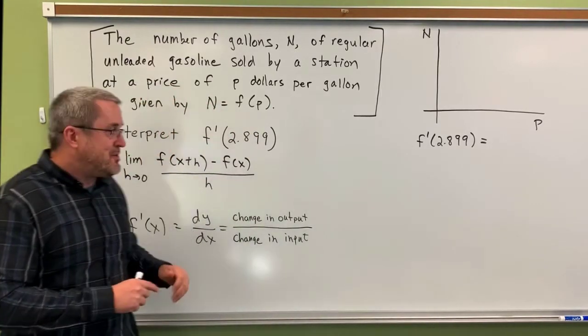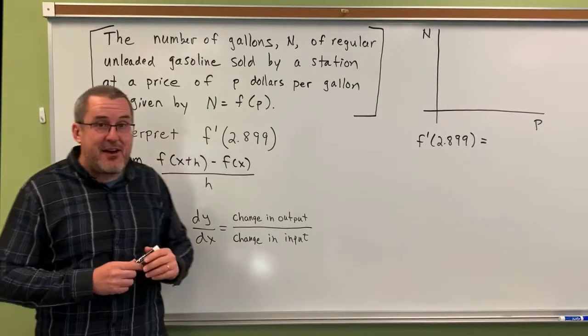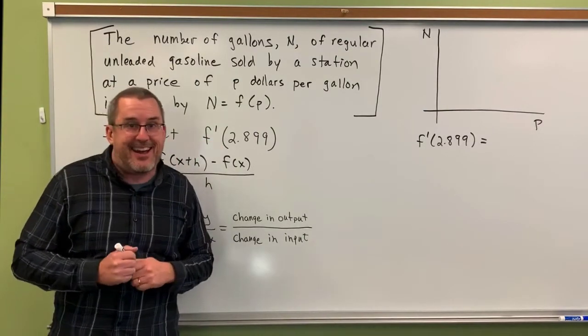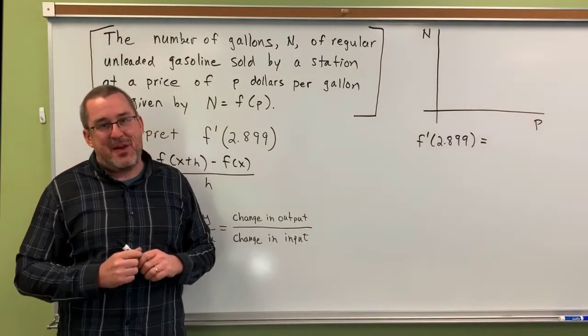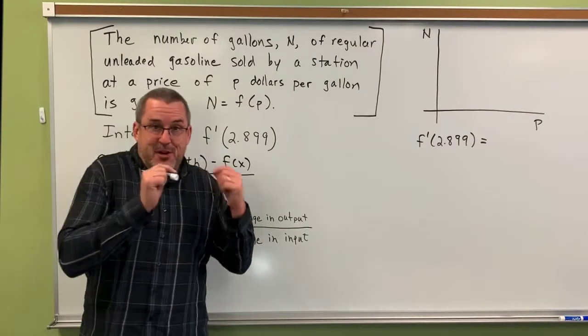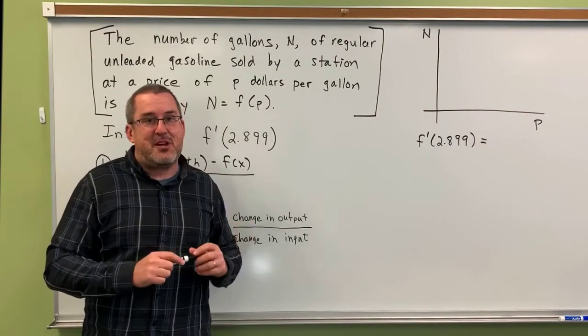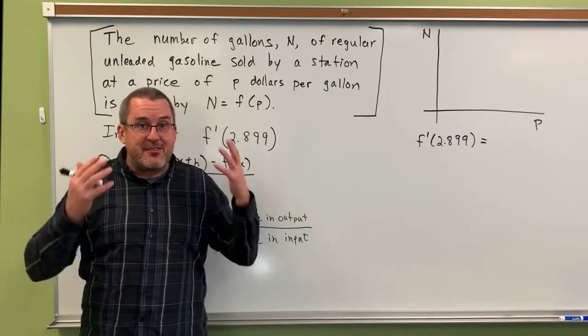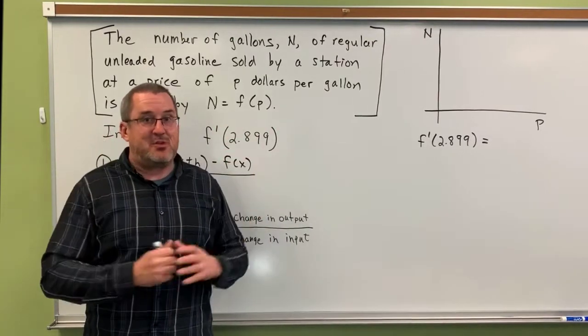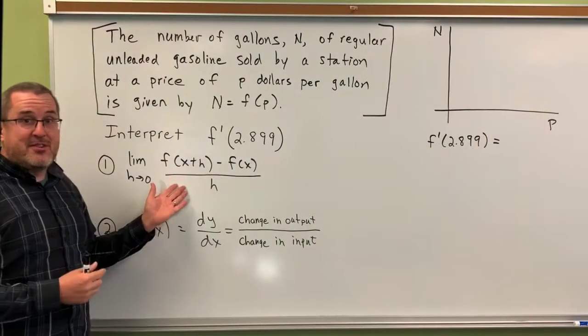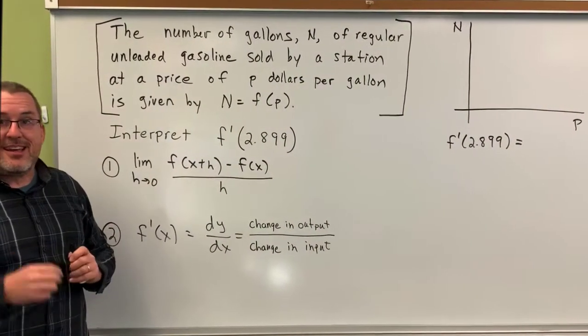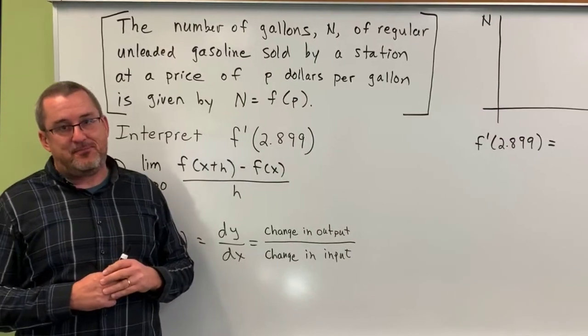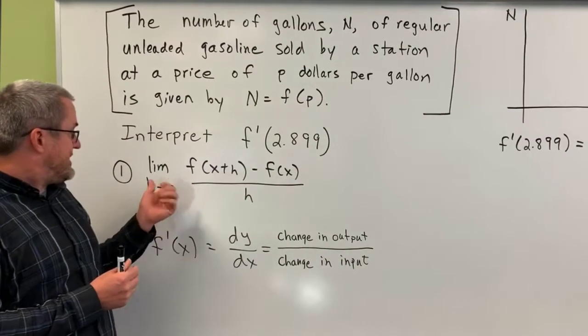And let's just suppose that we wanted to interpret the meaning of f prime of 2.899. Let's talk about what that means. But before we go specifically into that situation, let's just do a quick refresher on what a derivative is conceptually. First of all, from a previous video, we studied the limit definition of derivative. And what we said about that is this.